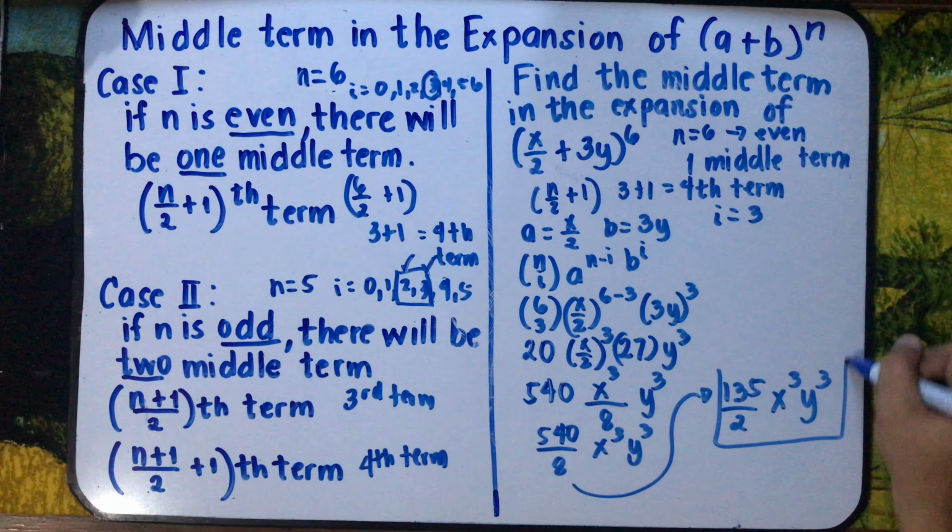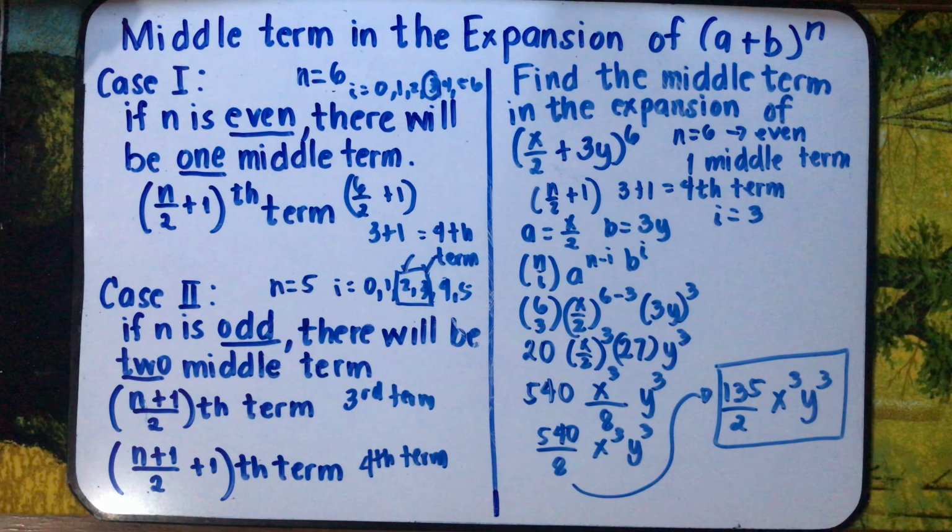And this will now be the middle term of the expansion, x over 2 plus 3y raised to 6. Again, we will be having only one middle term because n is an even number. And if n is an even number, therefore we could say that there is only one middle term. Okay, so let's now have another example.